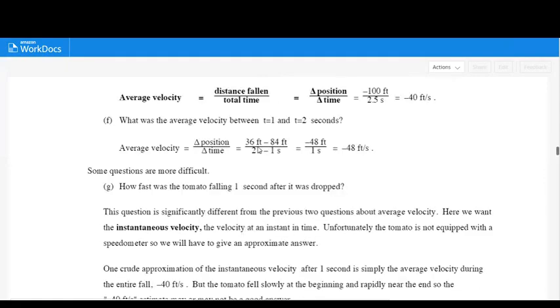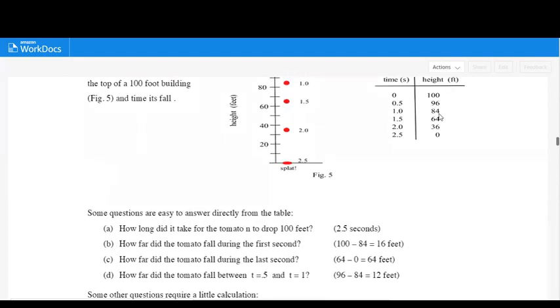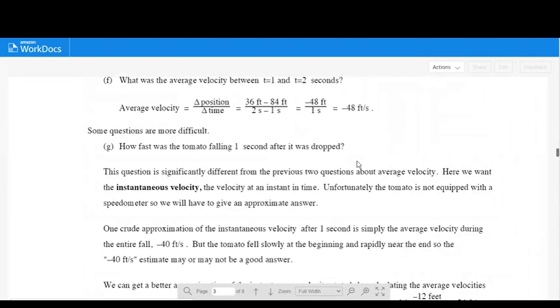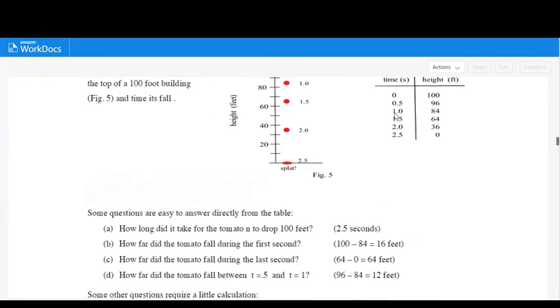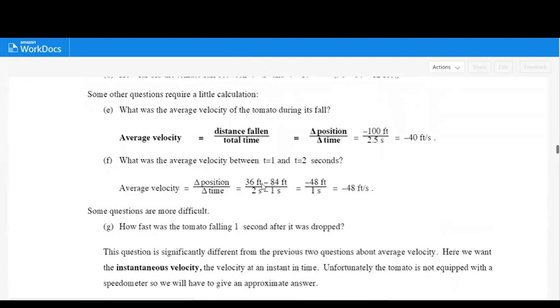And then after 2 seconds, you can have here, so nagbaliktad lang sila, 100 minus 64. So 84, and then all over 2 seconds minus 1 second. So ito yung distance nila again. So after 1 second, 84. After 2 seconds, 36. So 36 minus 84 over 2 minus 1. So 36 minus 84, that's 48 all over 1 second. So therefore, we have negative 48 feet per second, yung average velocity niya between 1 and 2 seconds.